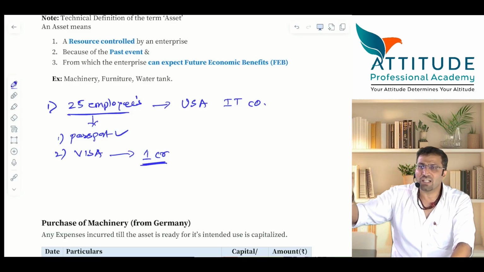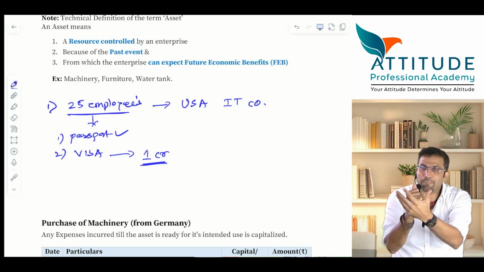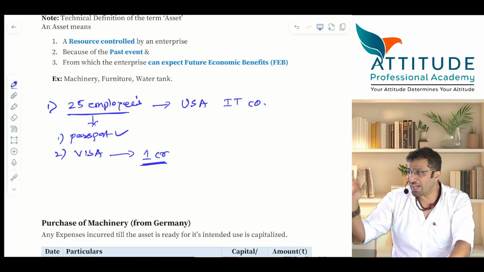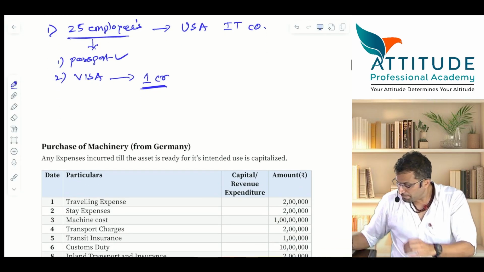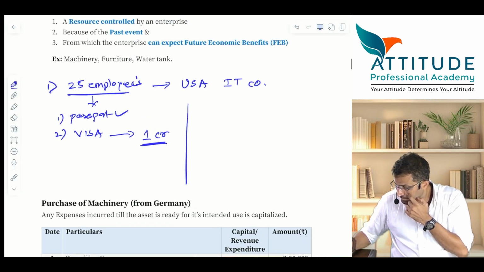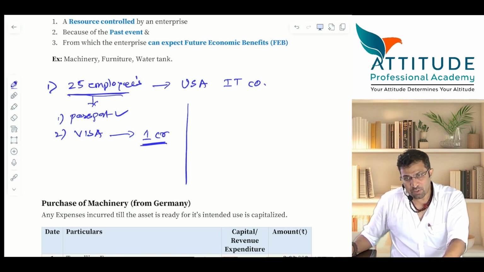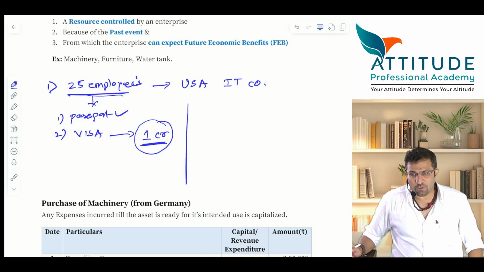There are different visas. A visitor's visa is different, a business visa is different, an employment visa is different. But there are visas. Is that clear? So stamping is done, and that stamping comes on your passport. Now, tell me, how many employees am I sending? 25 employees. Now this 1 crore rupees, is it a business expenditure for me?